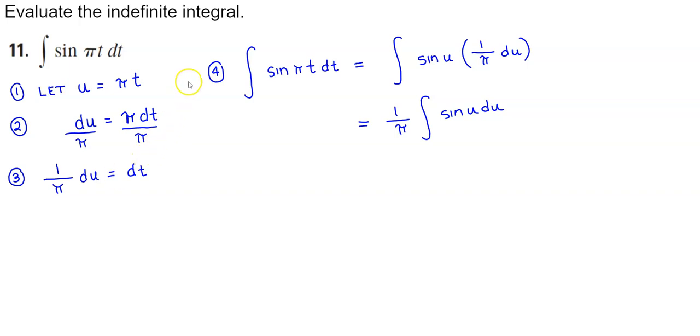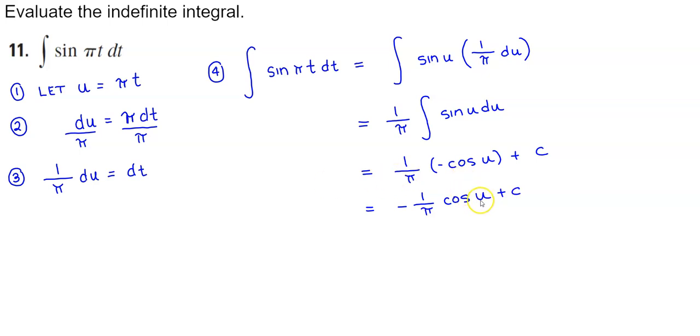Okay, and so now what is the antiderivative of the sine of u? Therefore, the antiderivative is going to be the following. It's 1 over pi times negative cosine of u plus the constant c. So now we're going to factor out the negative sign. So we have negative 1 over pi times the cosine of u plus c.